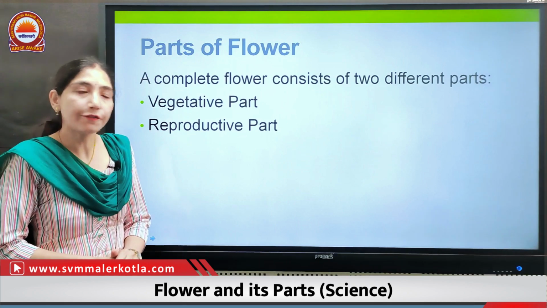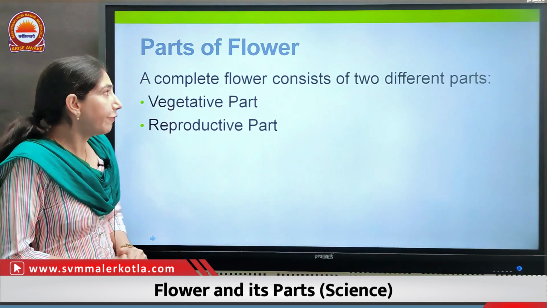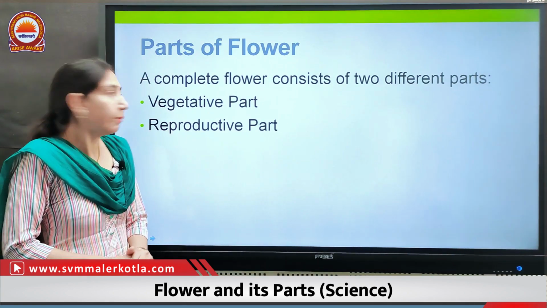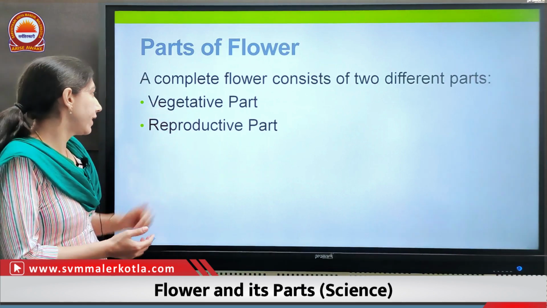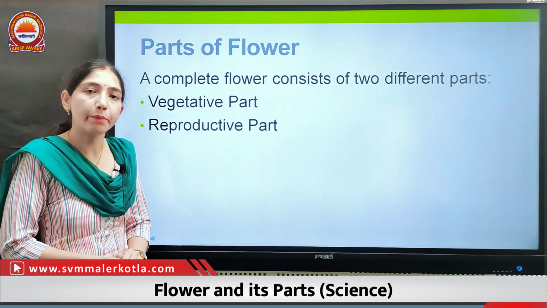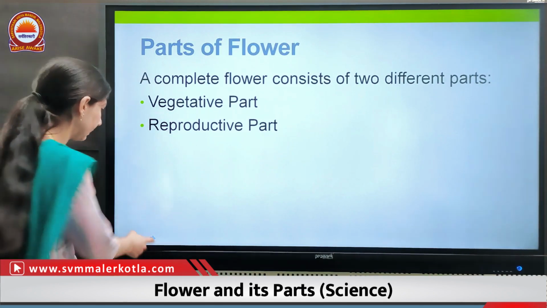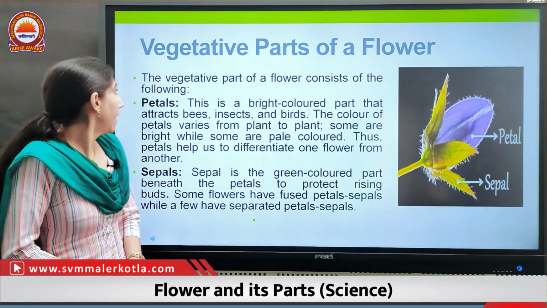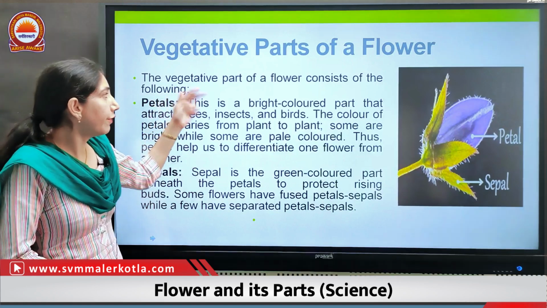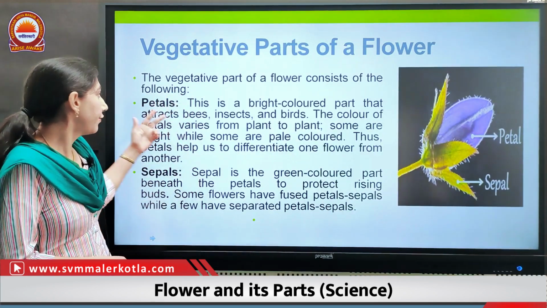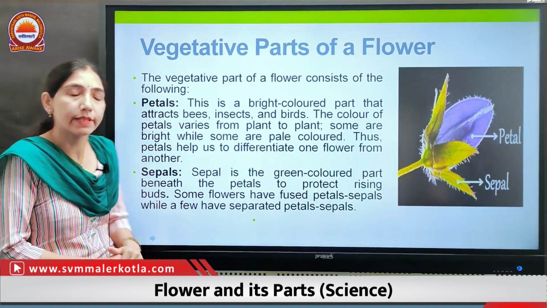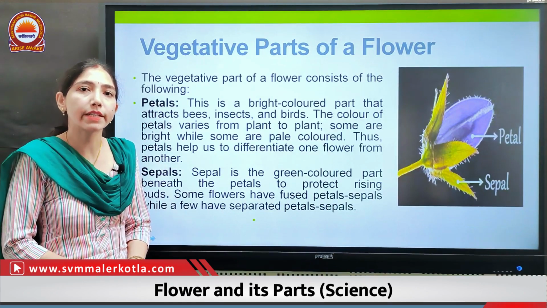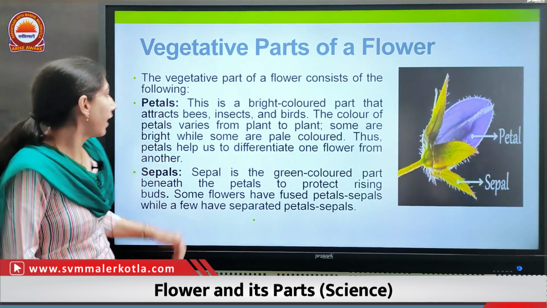Then, parts of a flower. A complete flower consists of two different parts. The first one is the vegetative part and the other one is the reproductive part. The vegetative part of a flower consists of the following: first petals and then sepals. Both petals and sepals are the vegetative part of a flower.